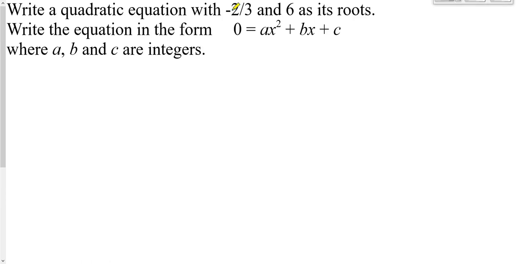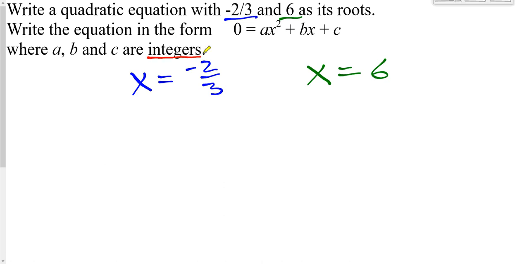On a problem like this, you want to let X represent each one of your answers. Now, because our problem says integers, that means normal numbers, no fractions. In the blue, I'm going to multiply both sides by 3 to get rid of my fraction. And so I get a 3x is equal to a minus 2.